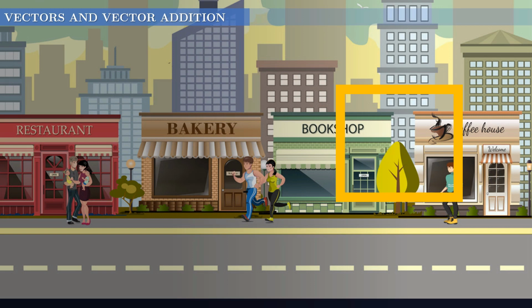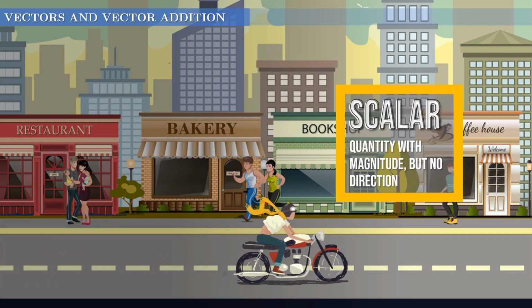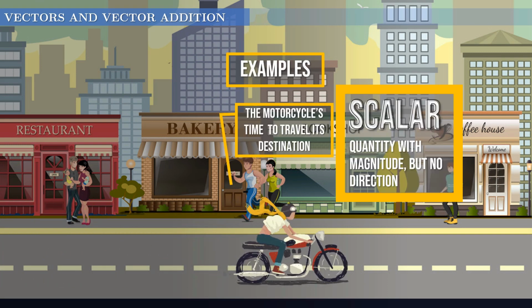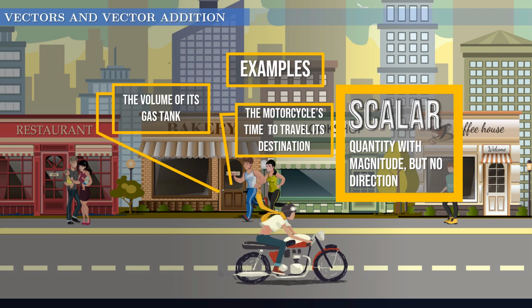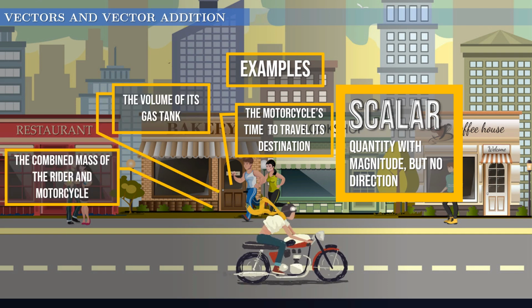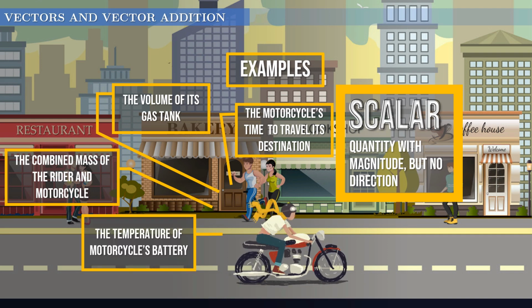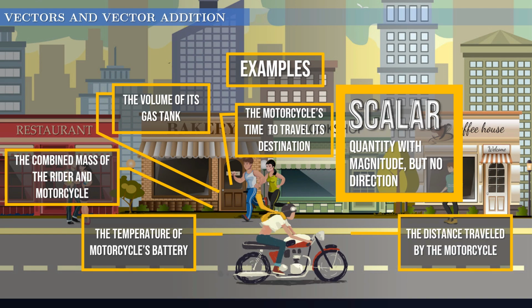Quantities with magnitude but no associated direction, such as speed, mass, volume, and time, are called scalars. For example, the motorcycle's time to travel to its destination, the volume of its gas tank, the combined mass of the rider and motorcycle, the temperature of the motorcycle battery, and the distance traveled by the motorcycle.